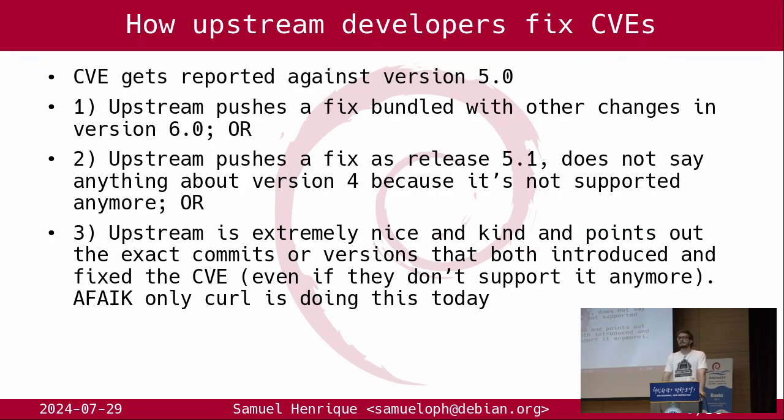And alternative number 3, upstream is extremely nice and kind, and they will write an extensive report where they're going to say, this vulnerability was introduced in this commit, it was fixed in this commit, these are all the affected versions, the range of affected versions. They might go even further, saying, by the way, if you build your software with this flag, you're not affected. Or they might say, if you cannot patch it right now, you can use the software in a different way, maybe a configuration change, and you can mitigate the issue.